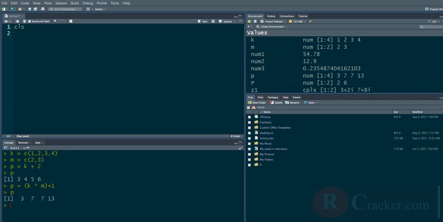In this case k takes the value 1, so 1 times 2 is 2, 2 added with 1 gives 3. k takes the value 2, 2 times 3 is 6, added with 1, 7. Then k takes the value 3, and m takes the value 2 now. So 3 times 2 is 6, again 7, 6 added with 1 is 7. Now k takes the value 4, and m takes the value 3. 4 times 3 is 12, 12 added with 1 is 13. So that is the output for this.